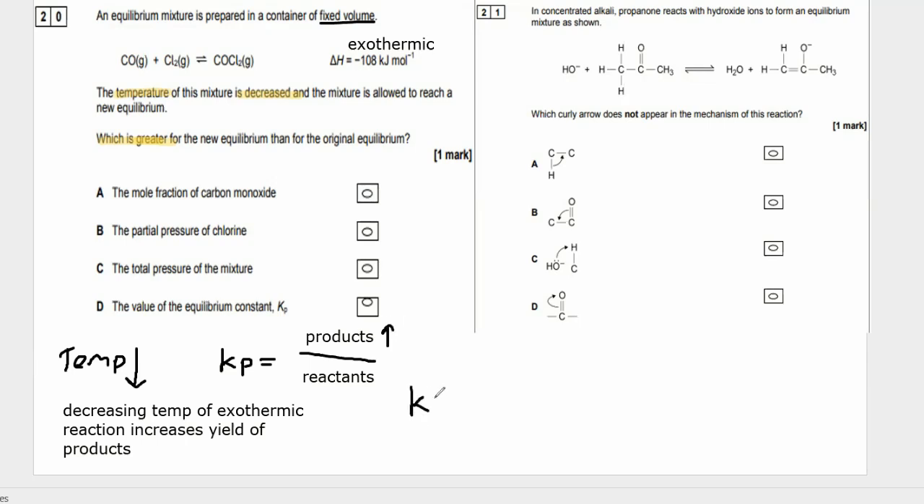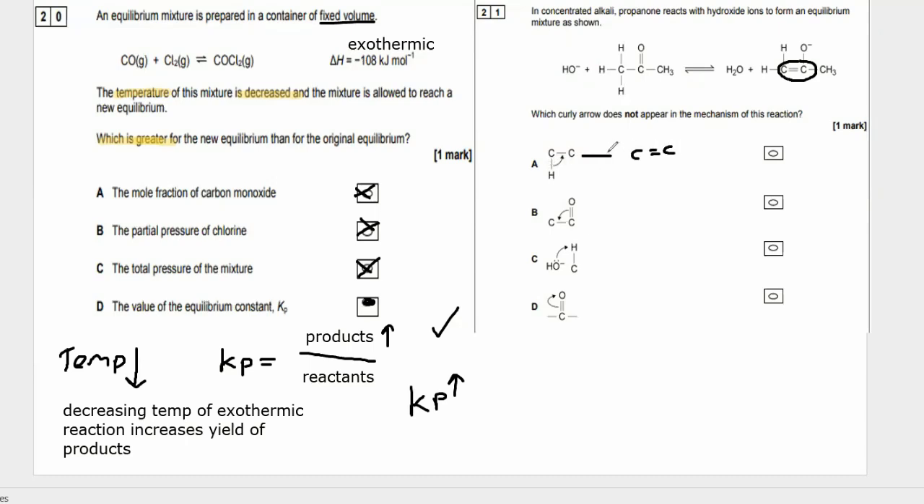And if that number gets bigger above, then Kp is also going to go up. So reducing the temperature in an exothermic reaction for a gas reaction is going to increase Kp. If you do 10 over 2, you get 5. If you do 20 over 2, you get 10, and that's why Kp goes up.